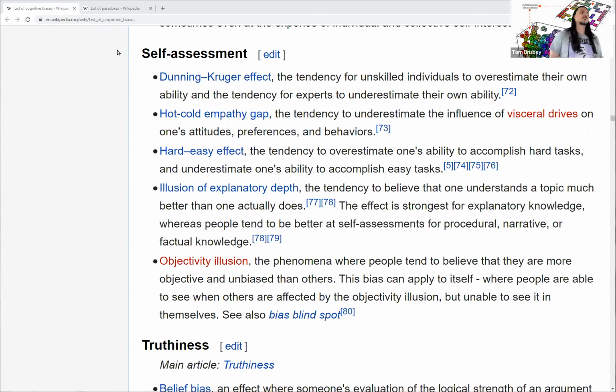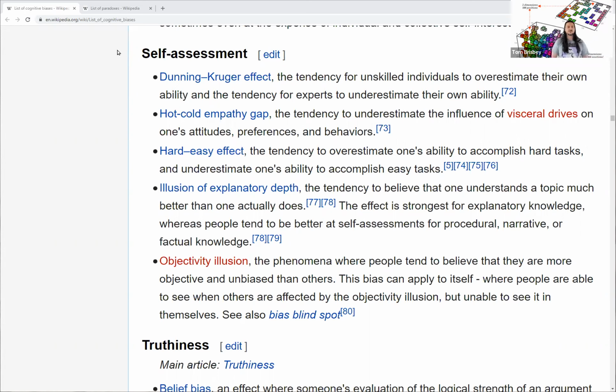Illusion of explanatory depth, the tendency to believe that one understands a topic much better than one actually does. The effect is strongest for explanatory knowledge, whereas people tend to be better at self-assessments for procedural, narrative, or factual knowledge. Yeah, that's the "it works when I do it" type of response. When "it works when I do it" is not paired with a separation from self-referencing measurements, that person is full of it. So you have to watch for that.